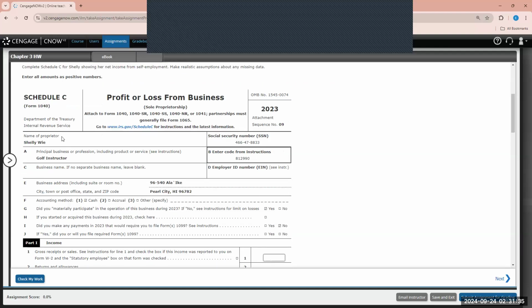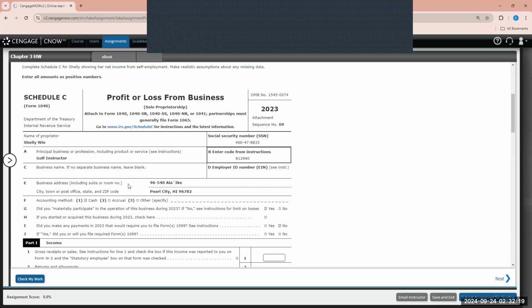All right. Then you have the name of the proprietor, their social security number, the principal business or profession, including the product or service. You input the business name if there's a business name. If there's no separate business name and the individual is operating just under their name, you leave it blank. The employer ID number, the EIN, is essentially the equivalent to the social security number that individuals have. Businesses can apply for an EIN, which is the same thing. It's an identifying number for a business, and you can apply for one for free through the IRS.